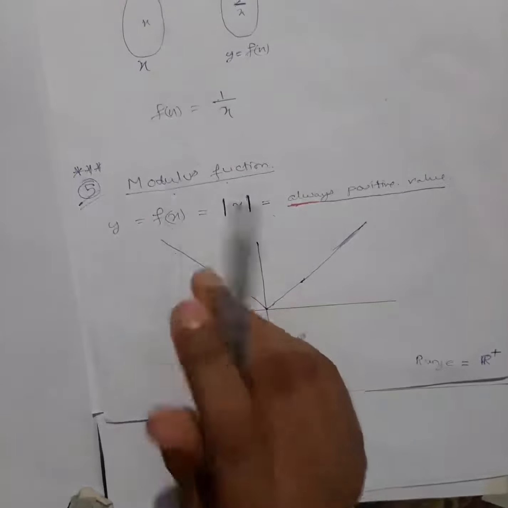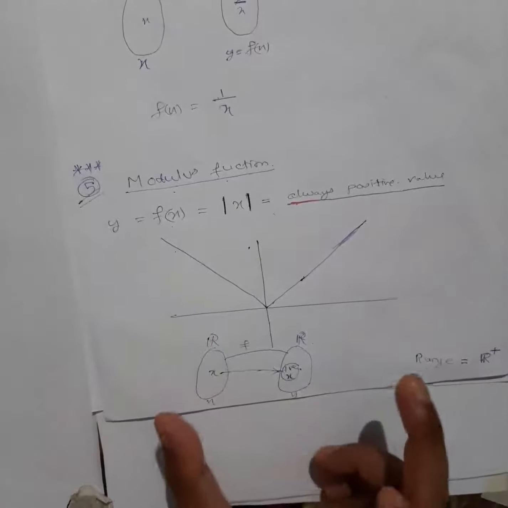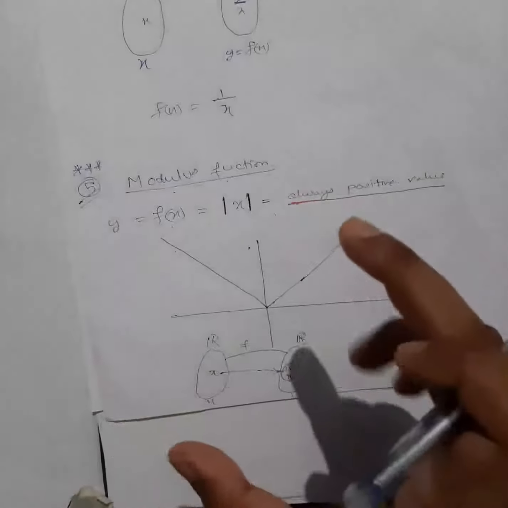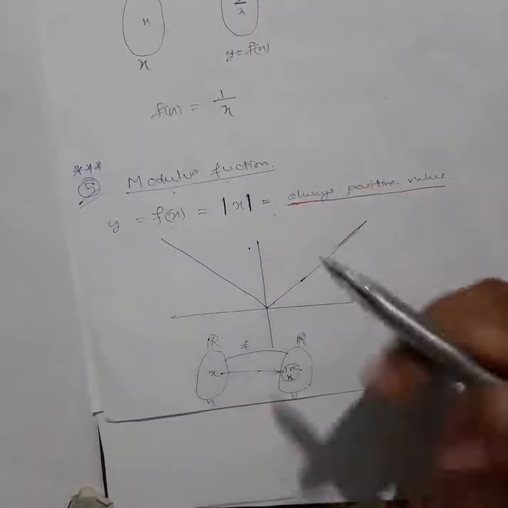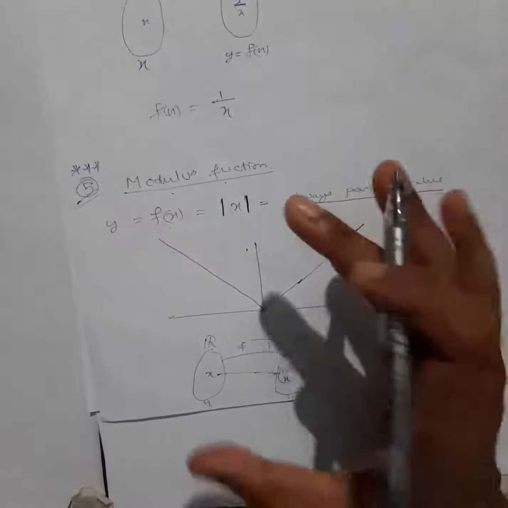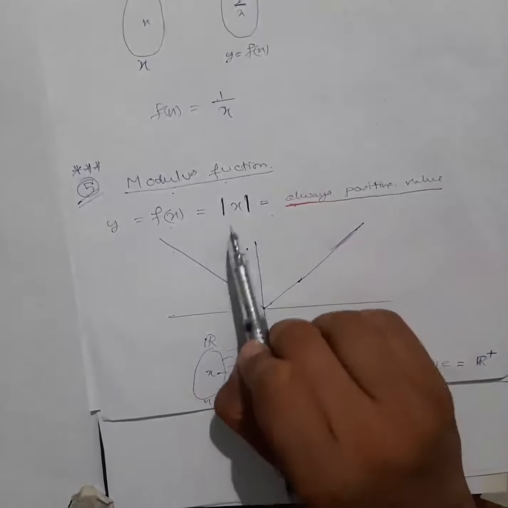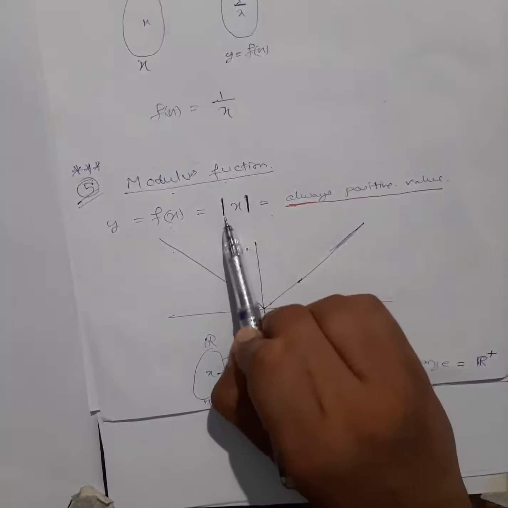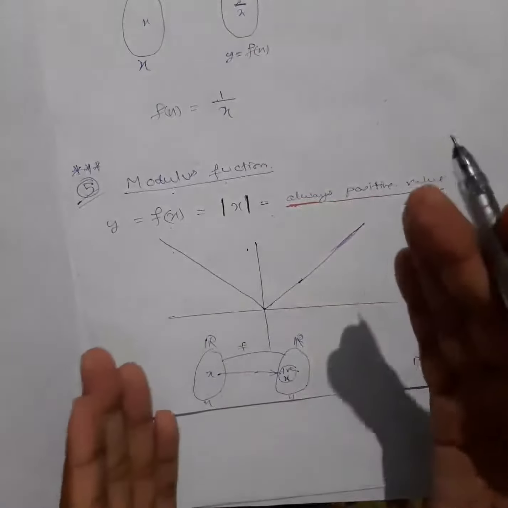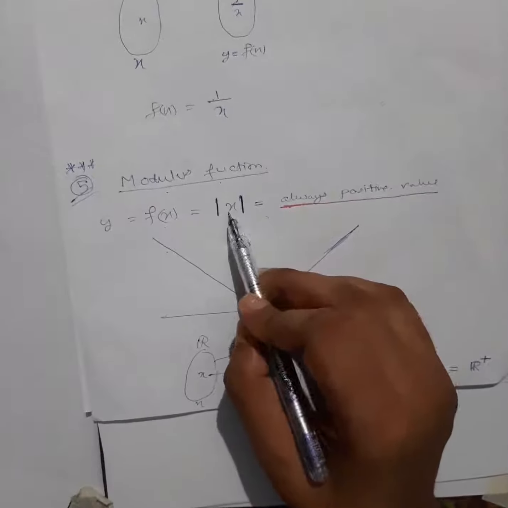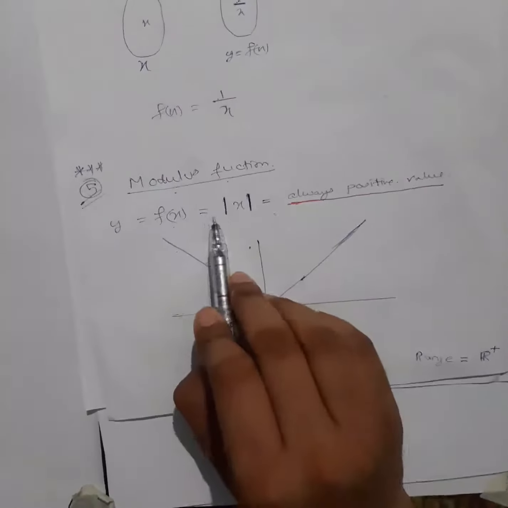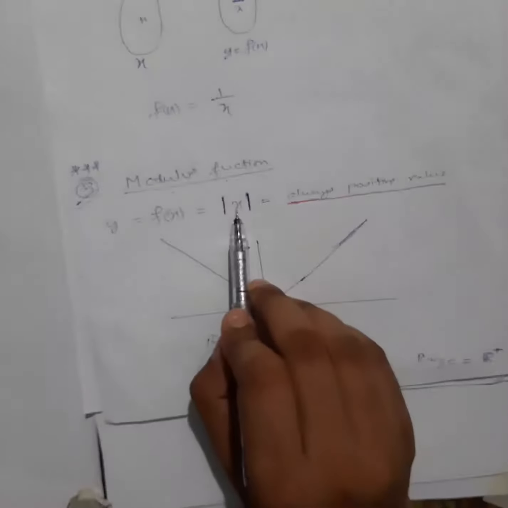Modulus means it's a distance. You can say magnitude only, only length. And you know length is always positive, distance is always positive, we used to take, right? So here modulus function means distance, so it should always be positive. So f(x) is equal to modulus of x. When I write it in this way, I will give you some examples.